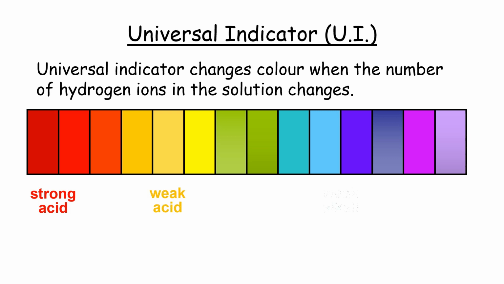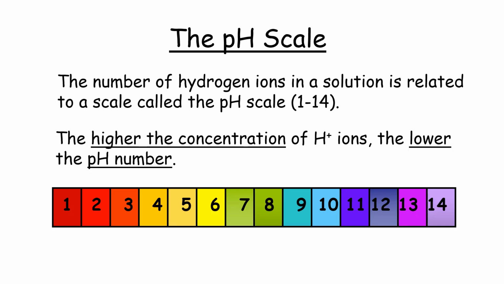Weak alkali will change the indicator to blue. Strong alkali will change the indicator to purple. However, if the substance is neither acidic nor alkaline, it will be perfectly in the middle, which we call neutral. Neutral substances change universal indicator to green.